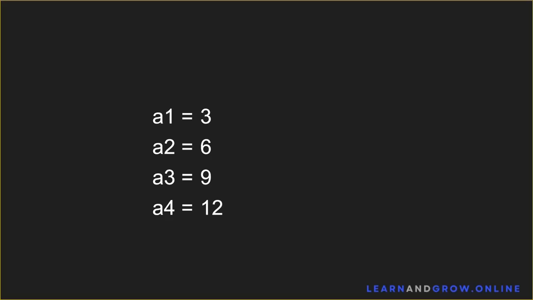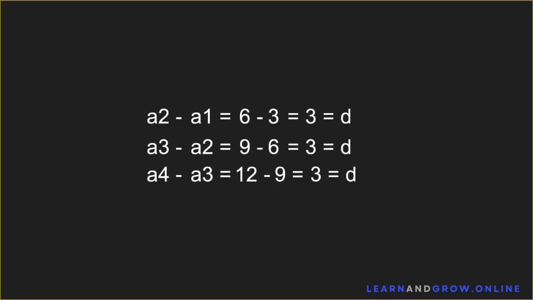Say you have a progression of four numbers. The first number is 3, the second number is 6, the third number is 9, and the fourth number is 12. Now you can see where I'm going with this. A2 minus A1, so the second number minus the first number, is equal to 6 minus 3, which is equal to 3, right? Now A3 minus A2 is also equal to 3. A4 minus A3 is also equal to 3. And since all of these differences between consecutive numbers are equal, this means that this progression is an arithmetic progression.